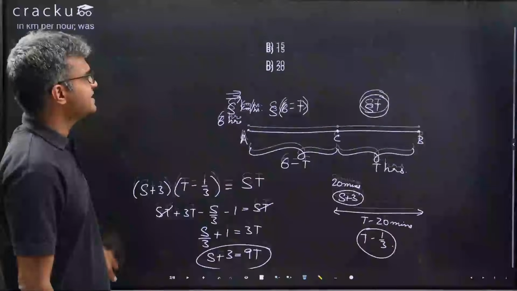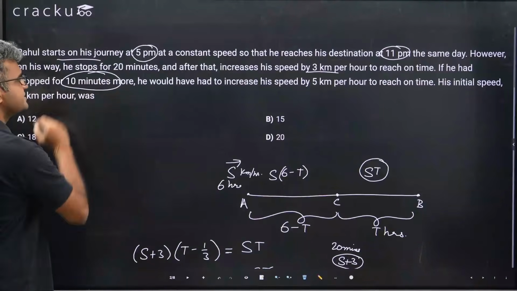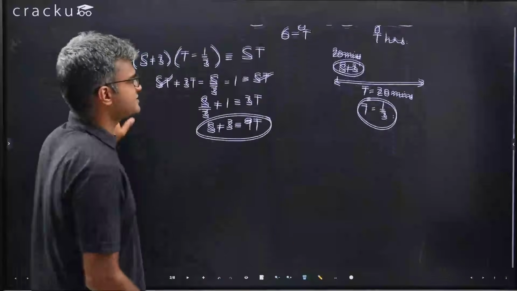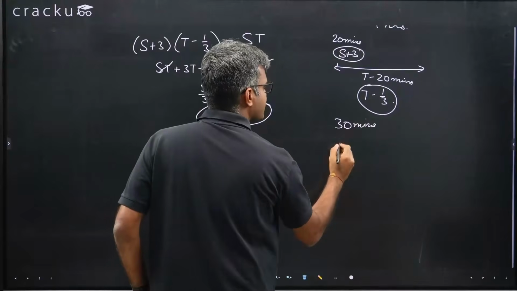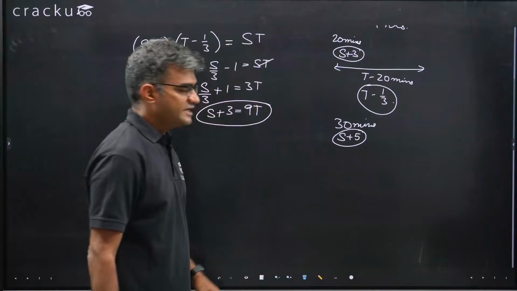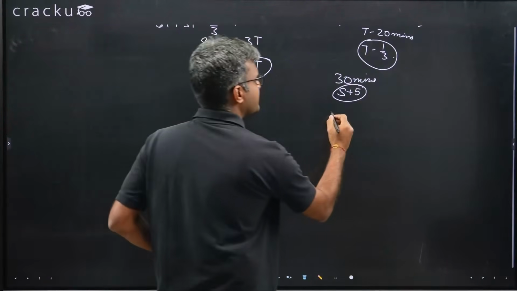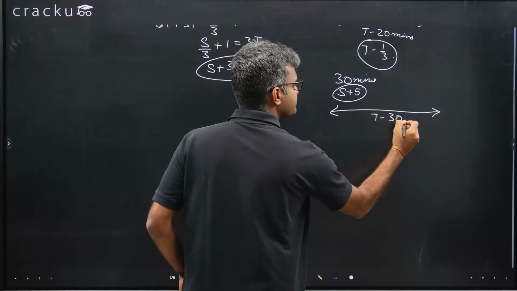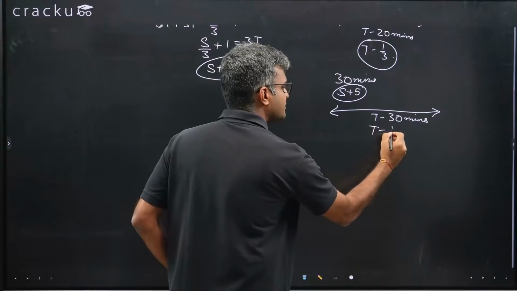This is one equation between S and T. We are given another scenario. We are told that if he had waited for an additional 10 minutes, he normally waited for 20 minutes, but suppose instead of 20 minutes, he waited for 30 minutes. Then his speed has to be S plus 5 to make up for the lost time. If he waited for 30 minutes and still reached on time, what is the time that he spent traveling? The time he spent traveling will be T minus 30 minutes. If you are expressing this in hours, it will be T minus 1 by 2 hours.